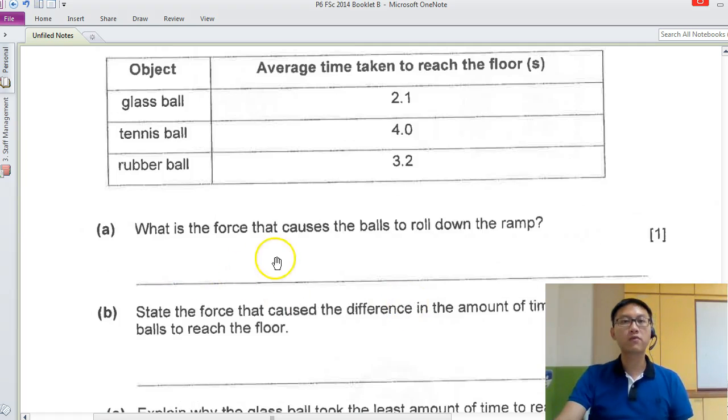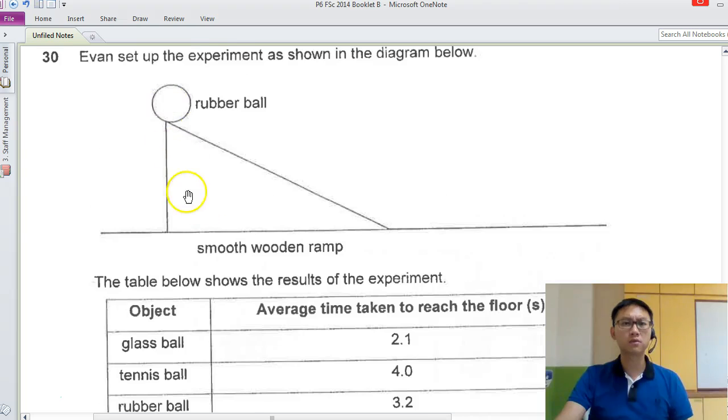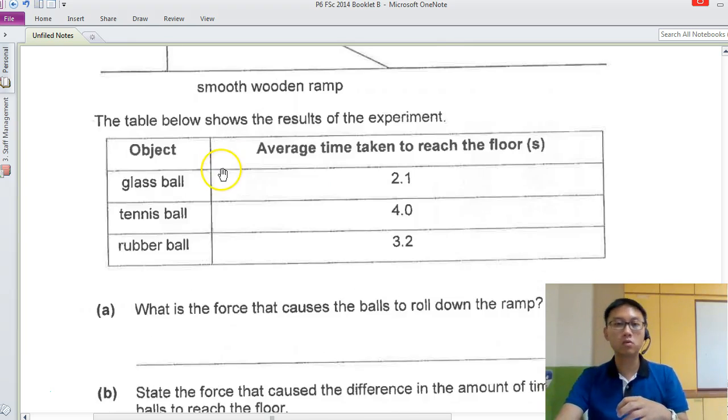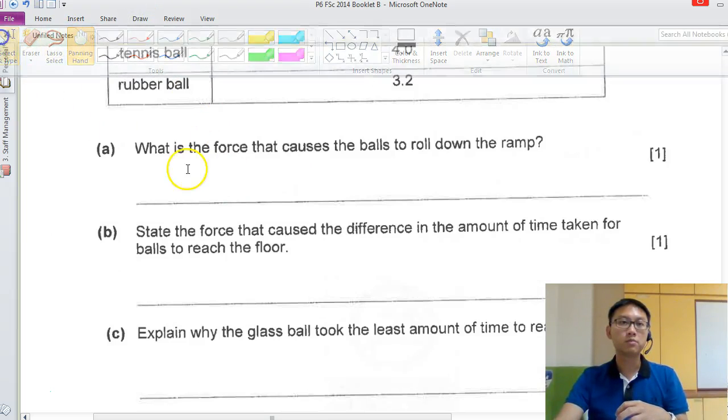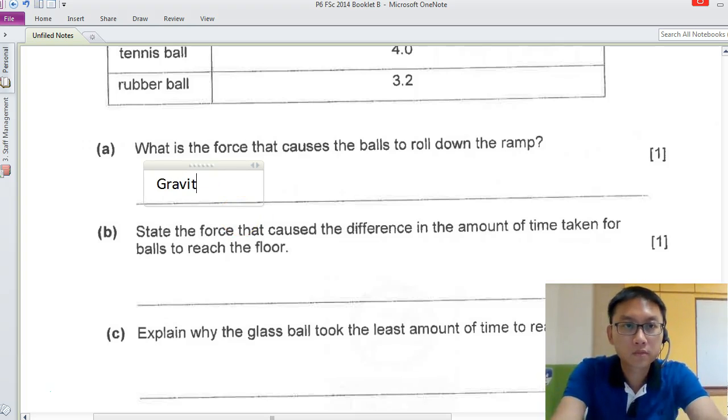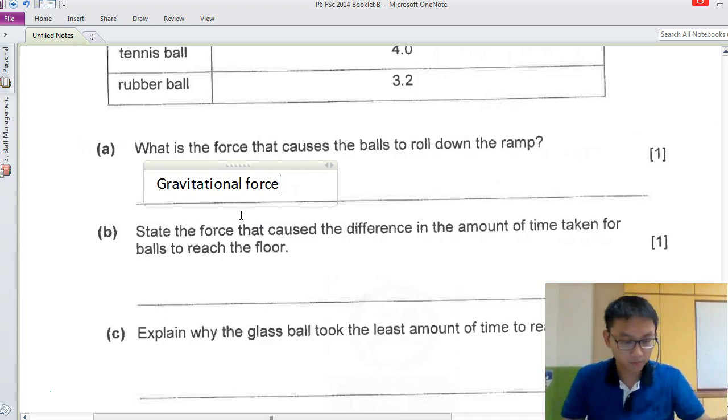The first part is, what is the force that causes the ball to roll down? Why does this ball roll down? We learned three kinds of force: magnetic, gravitational, frictional. Which one? It cannot be magnetic because there are no magnets here. Is it frictional? Friction slows things down, so it doesn't tell me why it rolls down. The most possible reason is gravity. Gravity pulls things down. Because there's a pulling force, the rubber ball will roll down the ramp. So it's because of gravitational force, or you can say gravity.